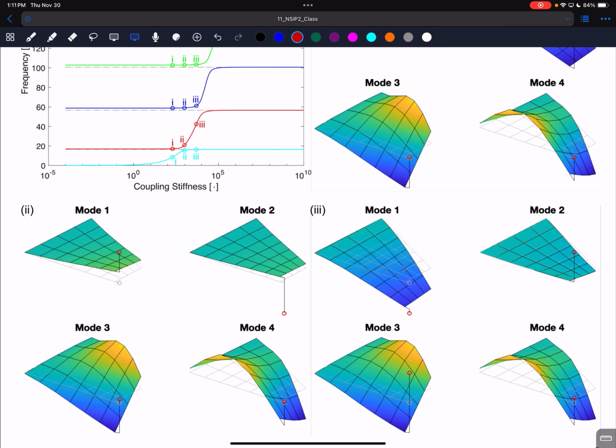Okay. Are there any questions? Can this process be used as a design process? Yeah, you could, of course, for a linear system. But the point I want to make here is that we've been looking at linear coupling stiffness, and you can think of nonlinear stiffness as being like a hardening type nonlinearity.